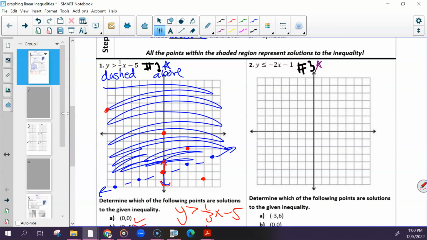So again, start off like normal. Y-intercept of -1. Slope is -2, so up to the left 1 as many times as possible. Down to the right 1 as many times as possible. And then looking at the symbol, would this be a dashed or a solid line? Solid, and solid lines are just like normal lines. We connect all the dots and draw arrows.